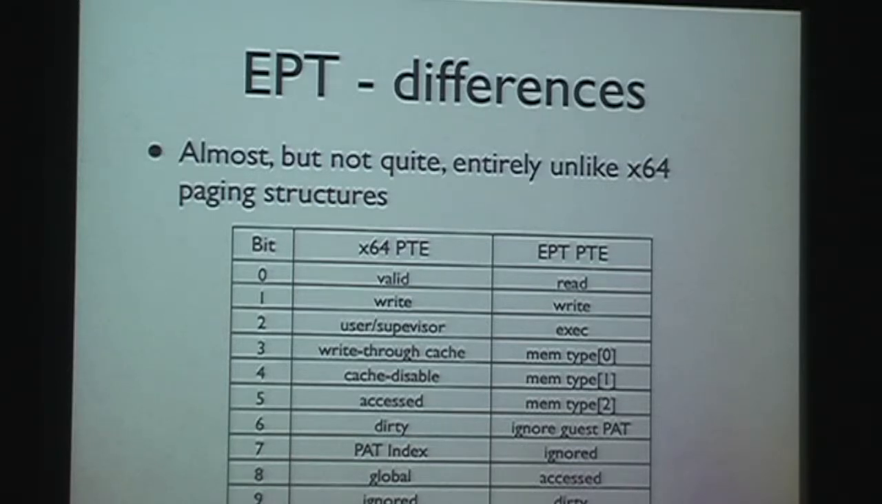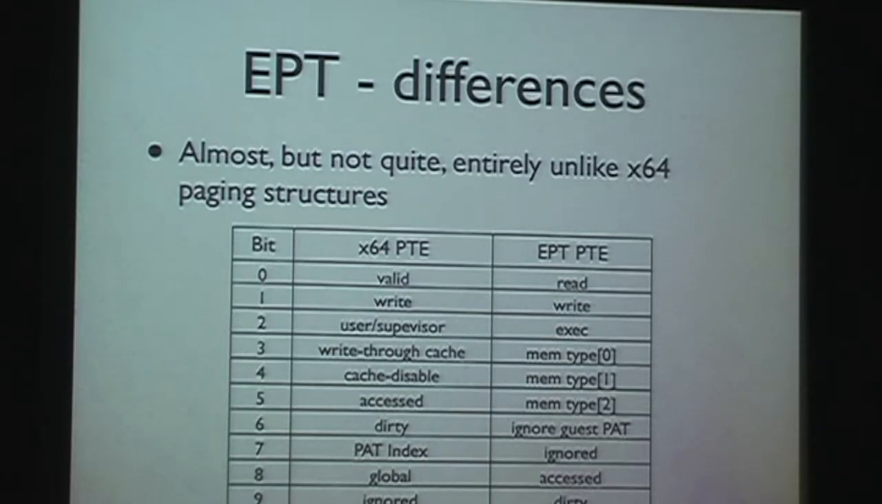the dirty bit is bit 6 in a standard x64 PTE, and if it's implemented in EPT, sorry, in x64 it's bit 6, and it's bit 9 in EPT. There's actually a read permission bit in the EPT PTE which doesn't exist in x64. So what that means is you can have pages marked exec only. I'm sure there's a use for it. I can't really think of one at the moment.